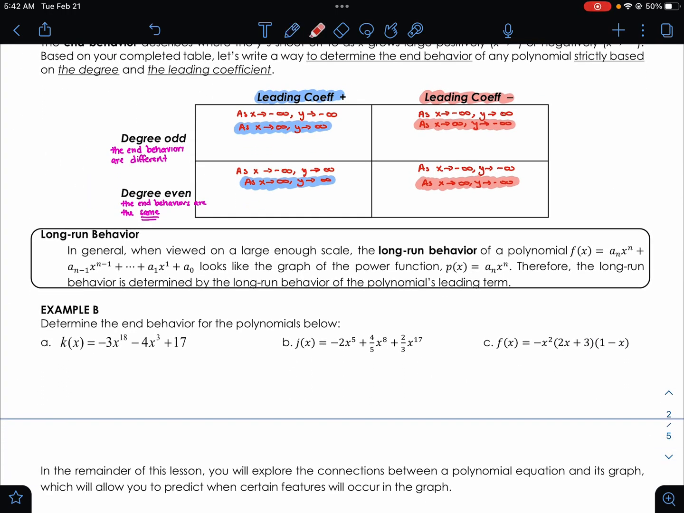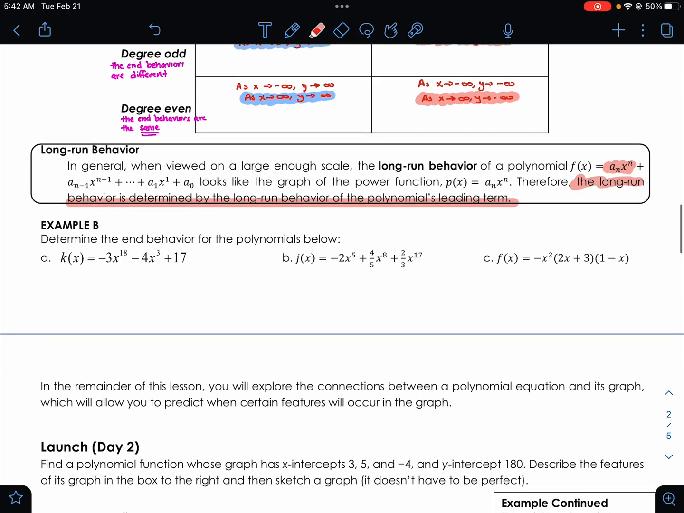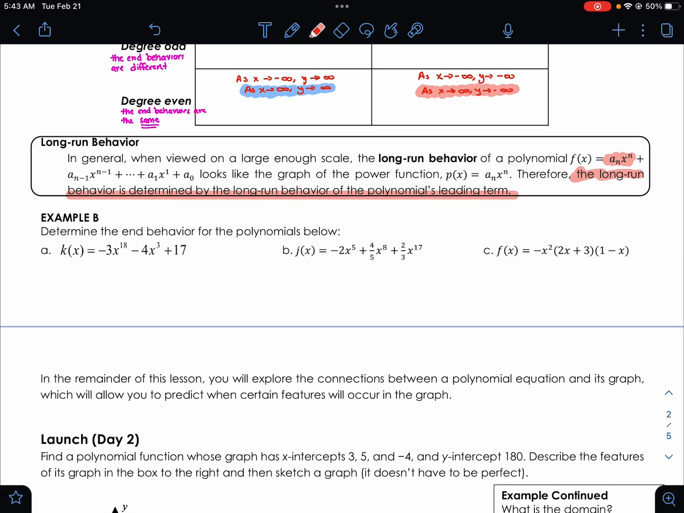When you're looking at these end behaviors, really you're just looking at the first term. You're looking at the term that has the highest exponent and highest degree. So you're always looking for your term that has the highest exponent. And what that's telling you is that for any polynomial, the end behavior is going to be determined by the long run behavior of the polynomial's leading term. Okay. So what we'll do here is we'll look at these three examples, and then we'll call that a day, and you can begin working on your homework.